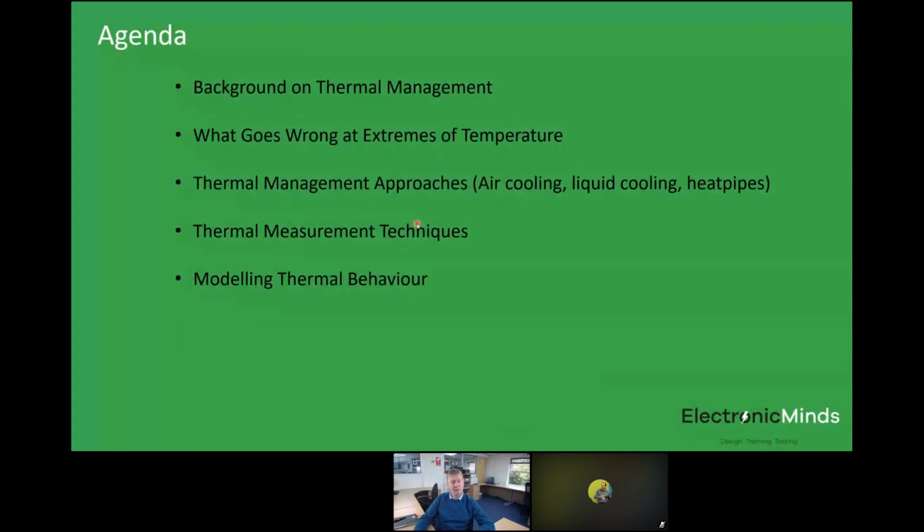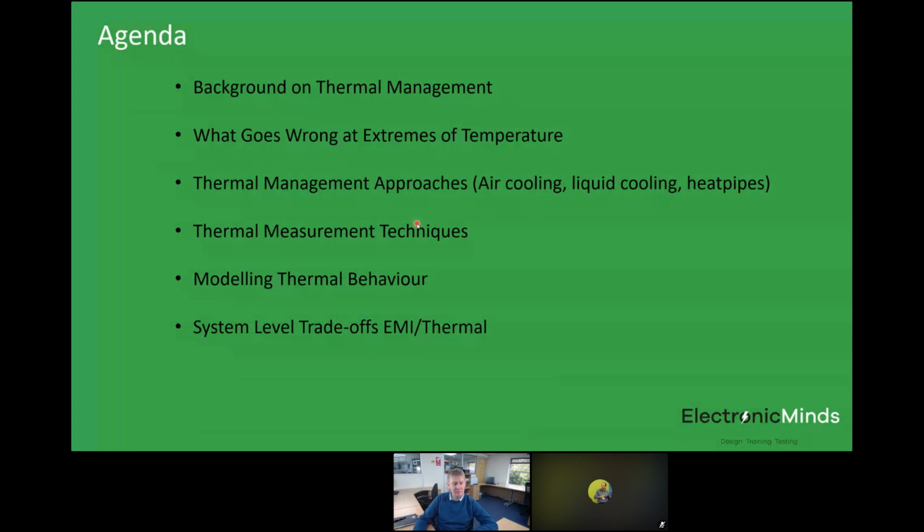Then also modeling at the design stage. How can you go about modeling thermal behavior in your system? As you move into bigger and higher power systems, that can become quite complex, and there are some great software tools which can start to help with that now.